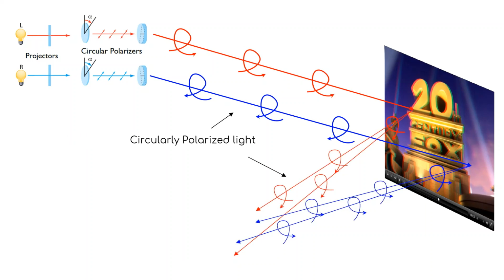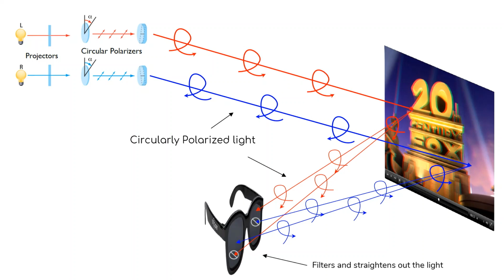3D cinemas use two projectors that simultaneously project two of the same images onto a screen and reflect them back at the viewer. Those images are circularly polarized, one in clockwise and the other in counterclockwise. Each image is meant for one eye only, but how do we detect a clockwise image to one eye and a counterclockwise to the other eye? It's thanks to the lenses in polarized 3D glasses. 3D cinema glasses have one clockwise polarizer and one counterclockwise polarizer. Each lens only accepts the rotating light in the matching direction while blocking the other one.